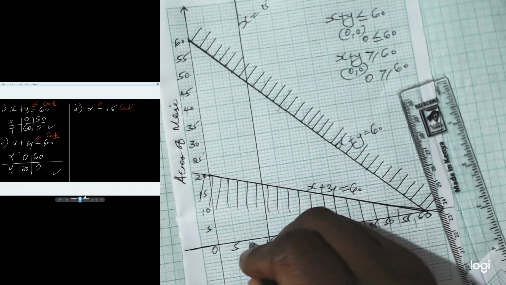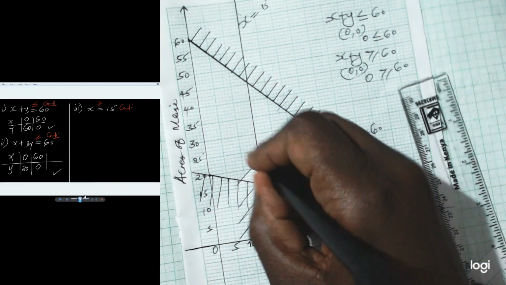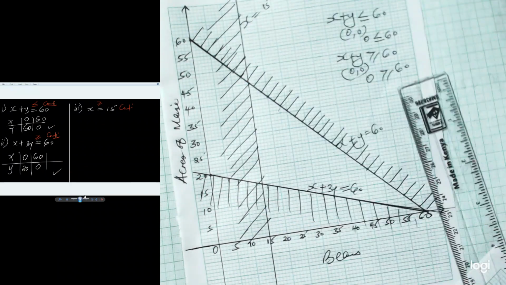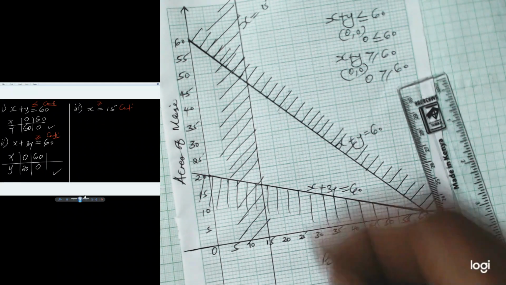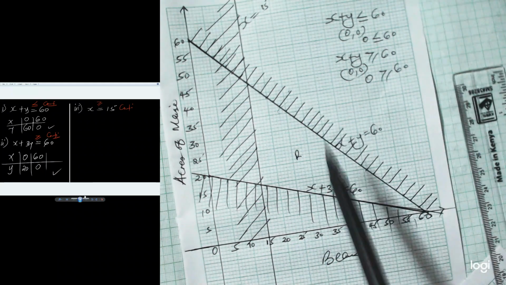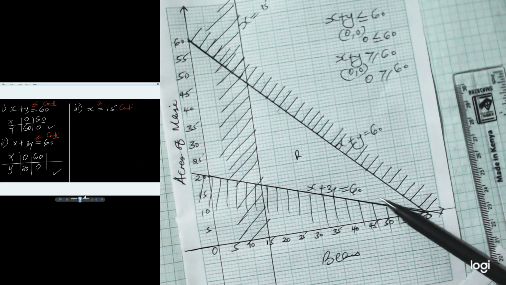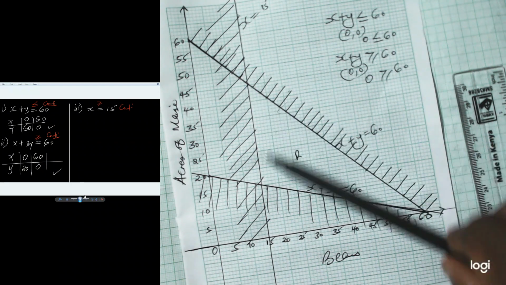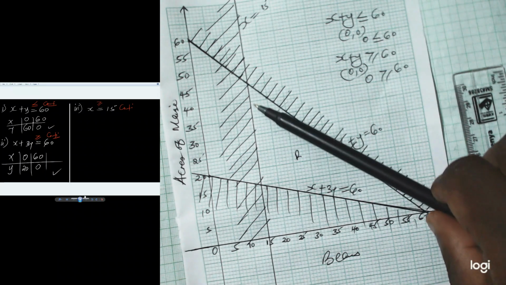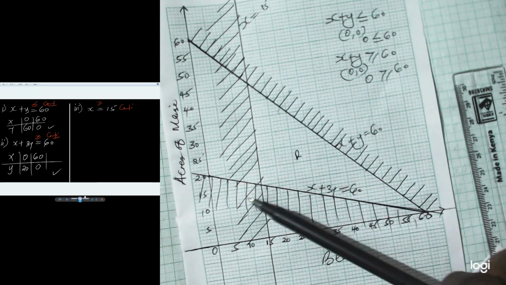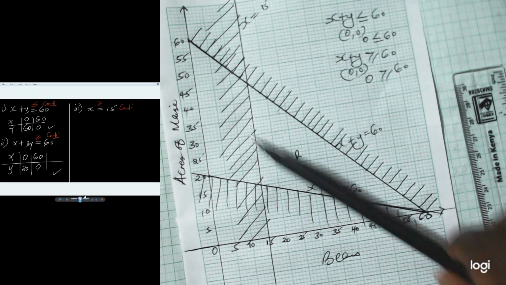So we shade the left hand side of that line. That is what you're supposed to shade. That is the unwanted side, like that. So now you can see we are remaining with this region here. This is the required region, also referred to as the feasible region. Any point that we pick in this region will satisfy the 3 inequalities represented by these 3 lines.